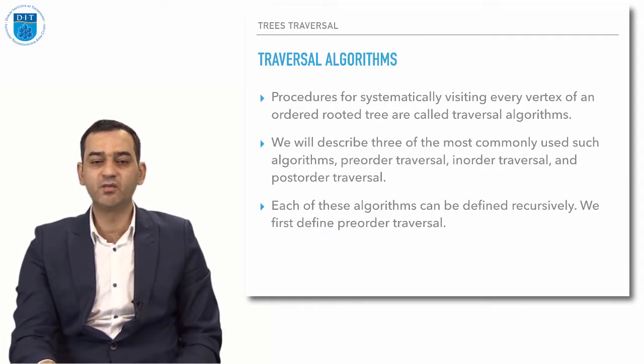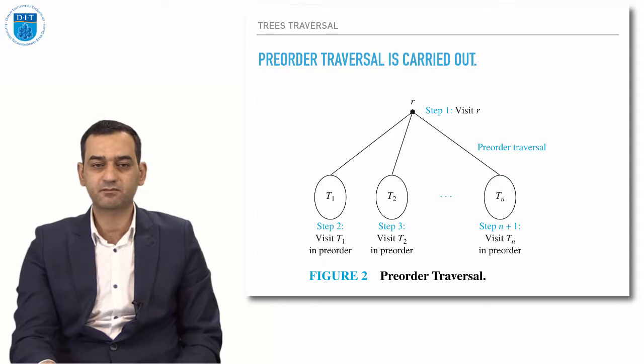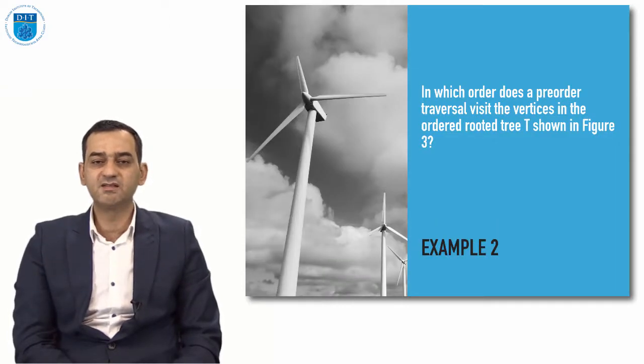We will first define a pre-order traversal. The viewer should verify that the pre-order traversal of an ordered rooted tree gives the same ordering of the vertices as the ordering obtained using the universal address system. Figure 2 indicates how a pre-order traversal is carried out. Example 2 illustrates pre-order traversal. So let us take an example. In which order does a pre-order traversal visit the vertices in the ordered rooted tree T shown in figure 3?